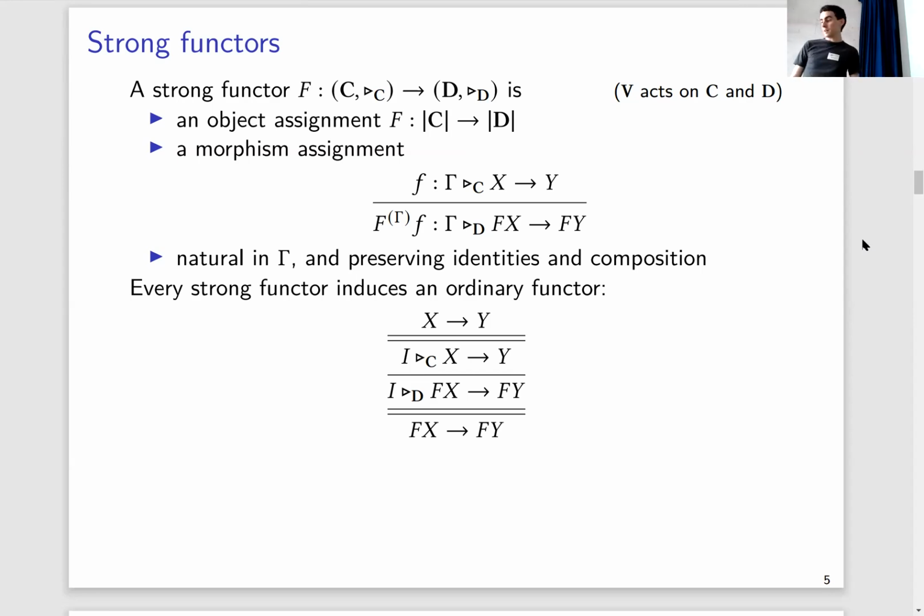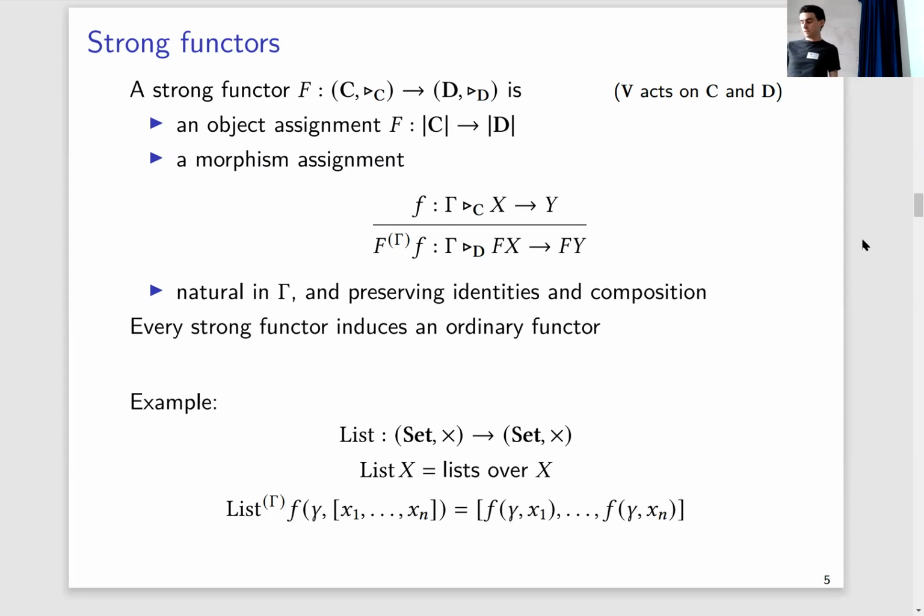And the first observation about these is, firstly, we do get an ordinary functor from C to D, essentially just by considering maps in context I, which are really the same thing as morphisms from X to Y. So an easy example is the list functor, which goes from Set to itself. There we just say, given a function f from gamma times X to Y, and some element of gamma and a list over X, we just map over the list. And the element of gamma we just pass to the function every time we use it. So we don't do anything interesting with gamma, we just pass it to the function.